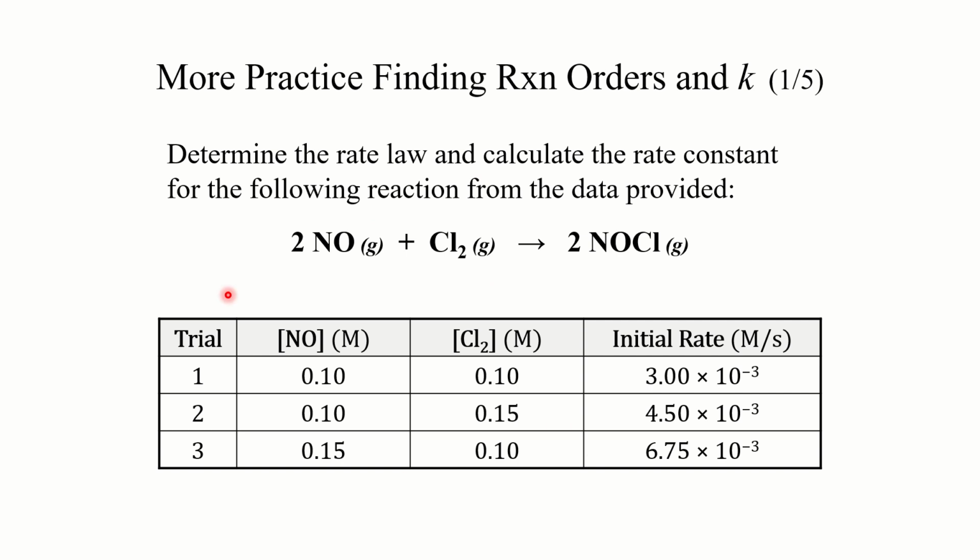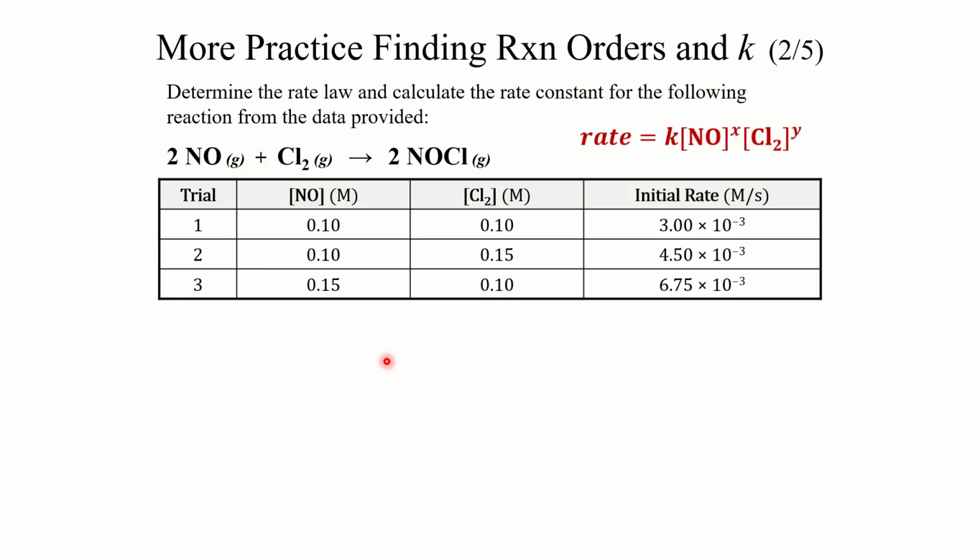Here we have our three trials. So I'm going to start by setting up my generic rate law, where I say that rate equals K times NO to the X power times Cl2 to the Y power.